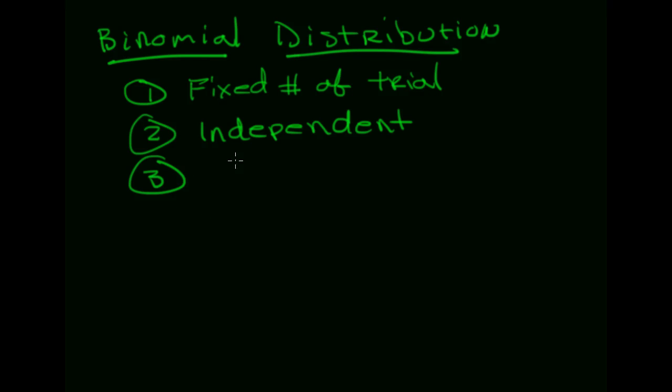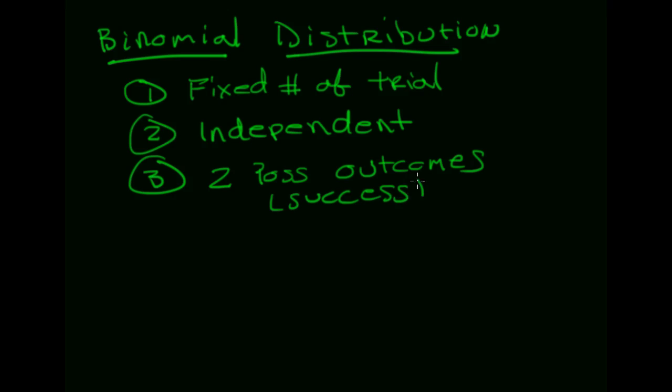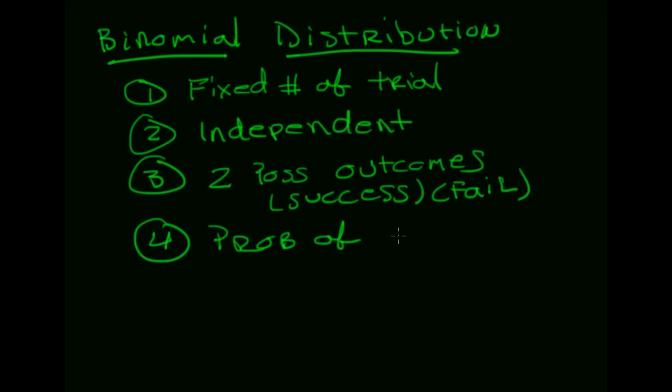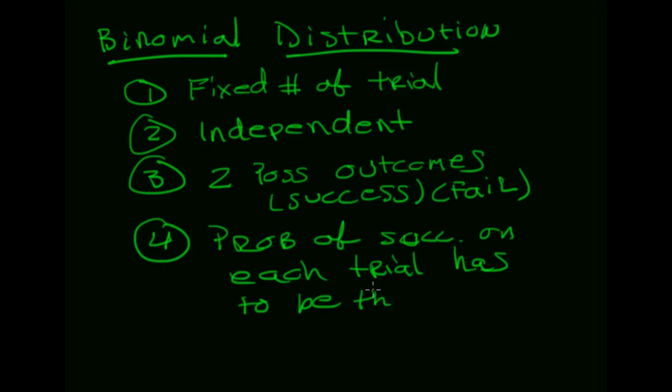Okay, the third one, the trial has to have two possible outcomes. One we will label as a success, and the other one we will label as a fail. Right? So these are the two possible outcomes. And number four, the probability of success on each trial has to be the same. If I meet these four criteria, I have a binomial distribution.